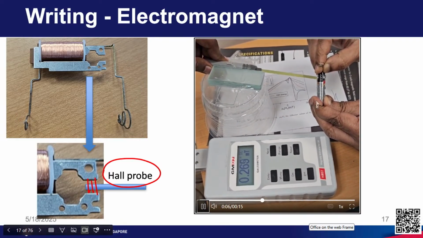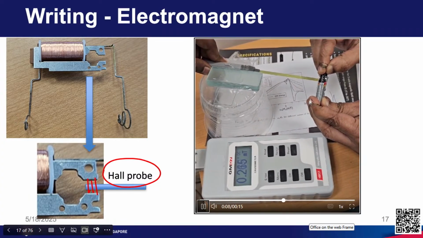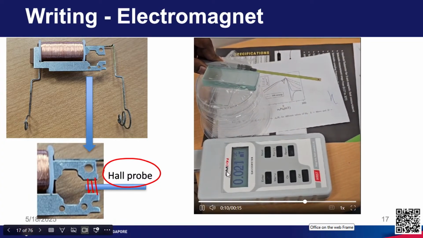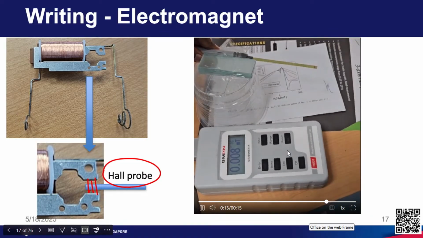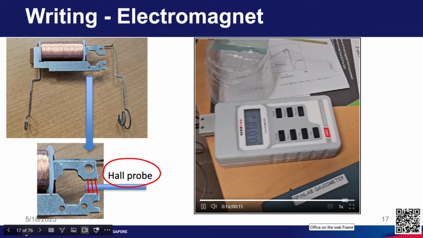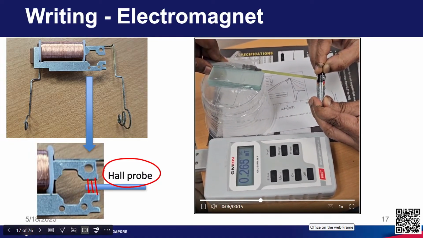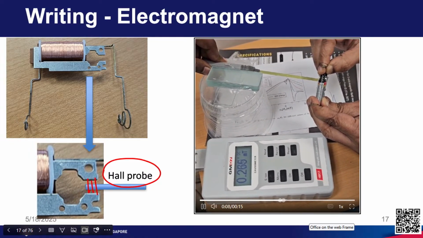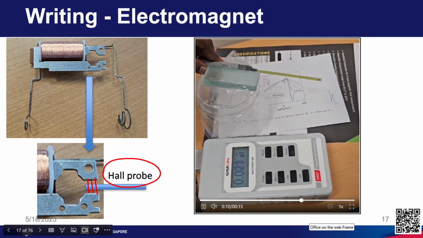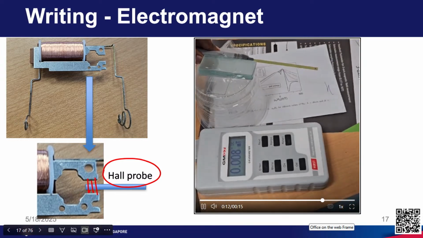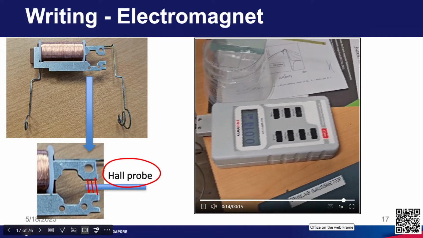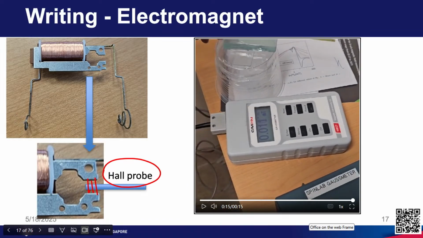You can see that I am applying a certain current. When I connected the battery, the field is 0.27 millitesla. Once I remove the battery, there is no field. So, basically by sending a current through the coil, you produce a magnetic field here, and here I am sensing that magnetic field with the Hall probe.